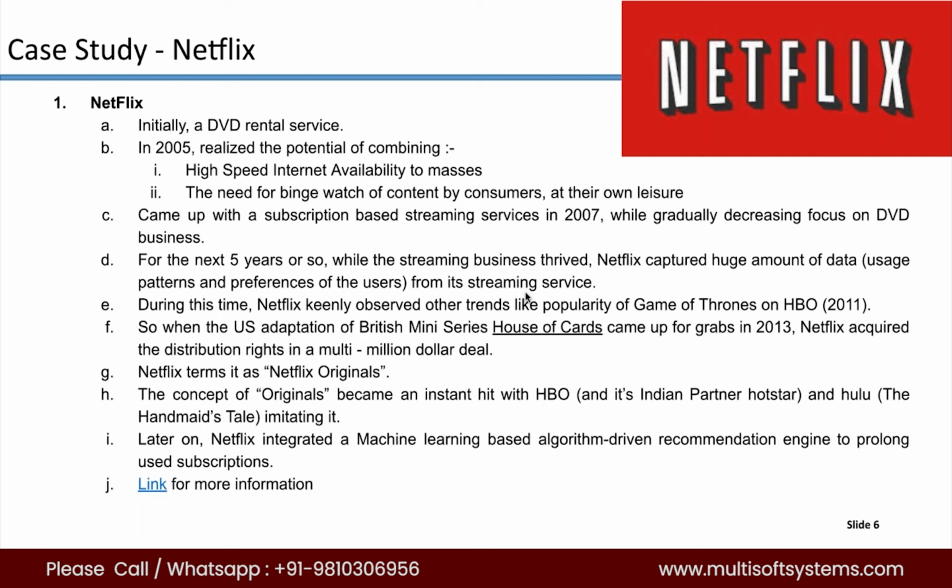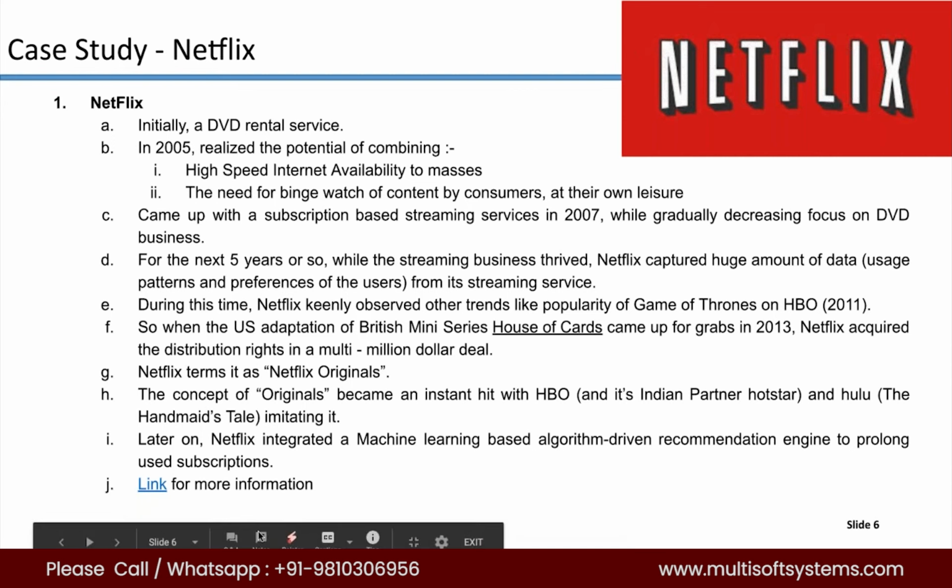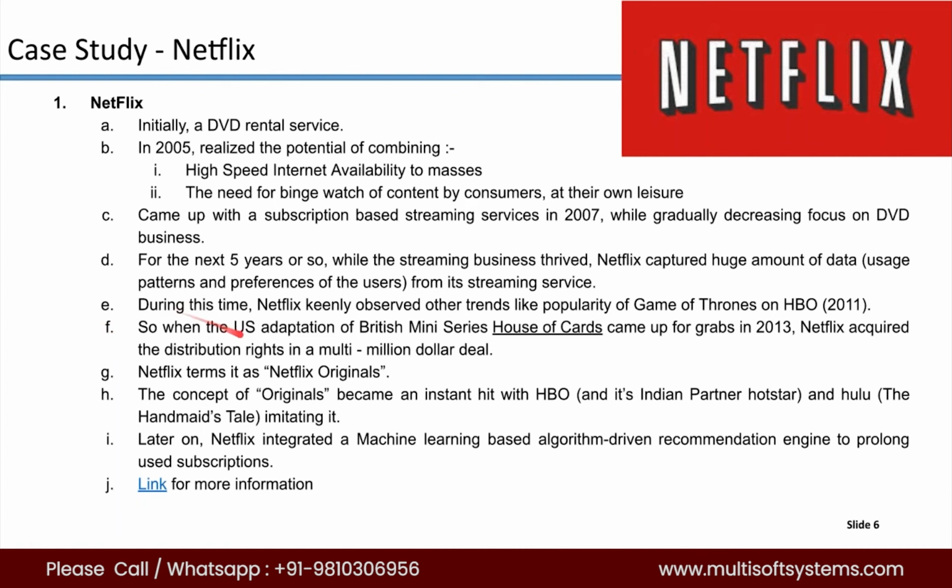Netflix keenly observed. So, streaming service. I'm on point E over here. Sorry, it's a little long, but pretty interesting. During this time, from 2007 to 2012, Netflix keenly observed other trends. What was that? The popularity of series like Game of Thrones on HBO. 2011 it was. So what happened with Netflix? And this is interesting.